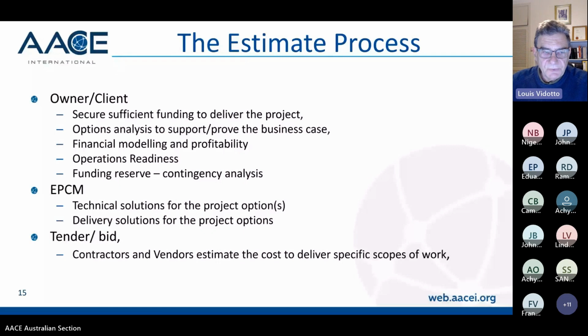So the estimating process: different participants in a project have different requirements. Certainly in the estimating process for an owner, it's really things like securing sufficient funding to deliver the project. Make sure that you've analysed your options to support or prove the business case. Do your financial modelling and profitability calculations. Operations readiness: get your operations team ready to operate once you hand the project over.